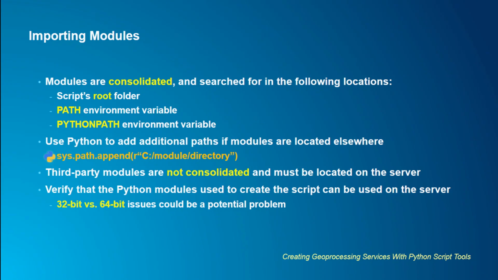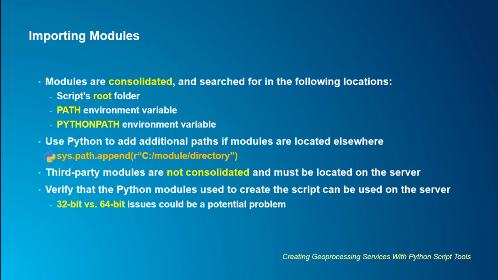So if your custom module isn't found there, you're going to have to specify the exact directory where it is found. And you can do that with this little trick using the sys module from Python, where you just append the path that contains your custom module in the script tool itself, and then you import it after that. Note that the third-party modules, stuff you would install using Conda or pip or something like that, they're not consolidated. They need to be located on the server in order for those to work.